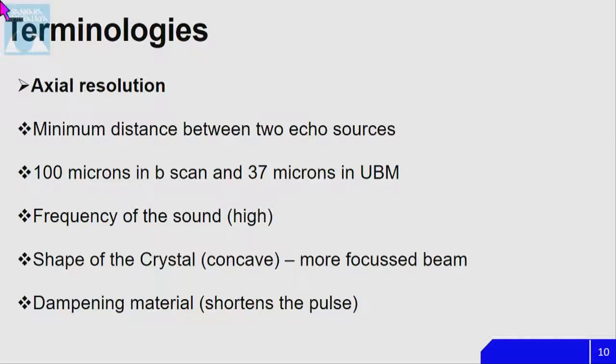So what are the factors that axial resolution is dependent on? Frequency of the sound is the most important. Higher frequency translates into higher axial resolution. Then the shape of the crystals: all the high focused ultrasound now uses a concave one, which causes a very focused beam, so the axial resolution is increased. As well as the dampening material, which is present at the back of the piezoelectric crystals. It helps in delivering the ultrasound in ultra short pulses, very short pulses. So that's how the axial resolution is improved.